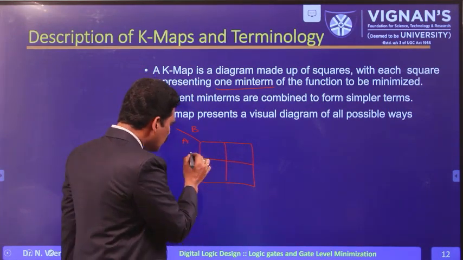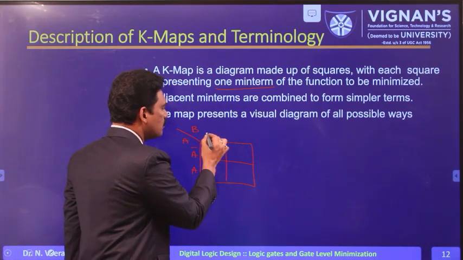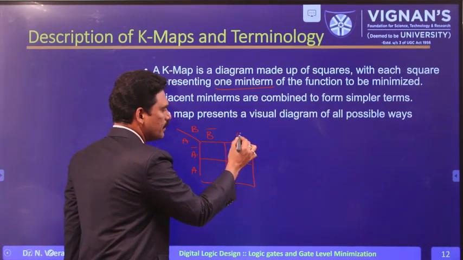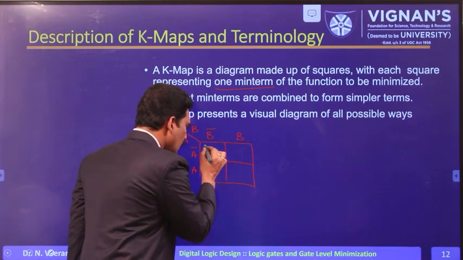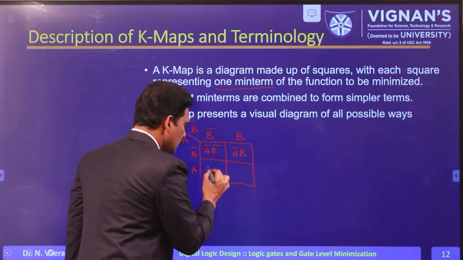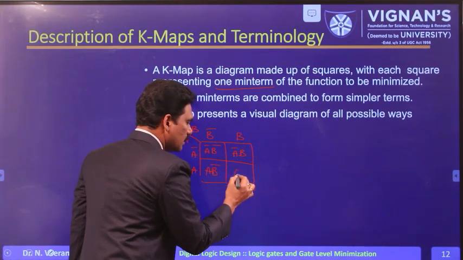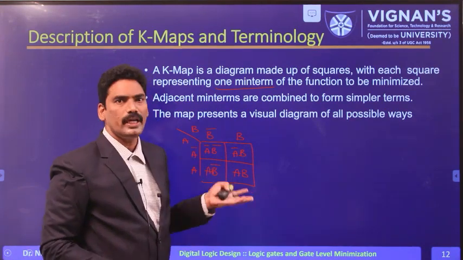Suppose this is A bar and this is A, and this is B bar and this is B. This means this is A bar B bar, this is A bar B, this is A B bar, and this is A B. This is a 2-variable K-map.